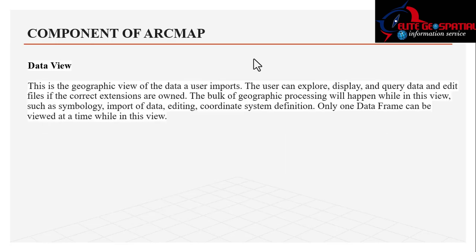And then the data view, which is where you are doing the work itself. So it's a geographic view of the data a user imports. So when you import the data, it's going to be in the data view. The user can explore, display, query data, edit files if the correct extensions are owned. The bulk of geographic processing will happen while in this view, such as symbology, imports of data, editing, coordinate system definition. Only one data frame can be viewed.